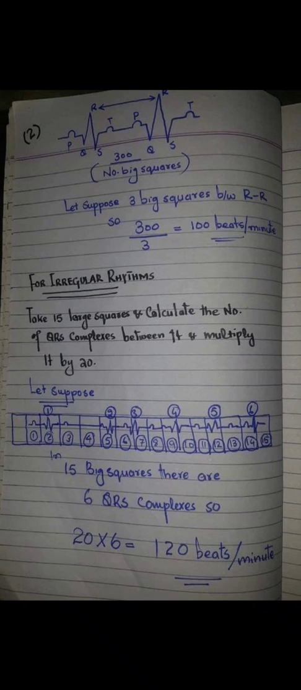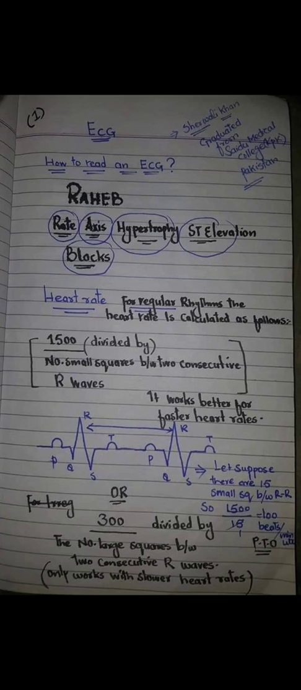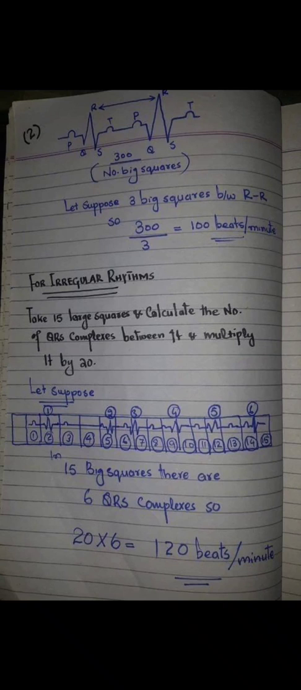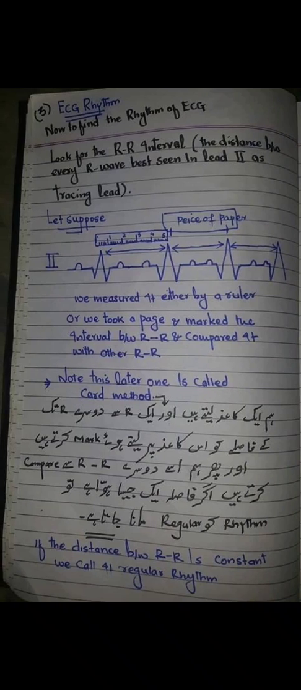So this is the way for regular rhythm. For regular rhythm we measure the distance between R waves and count big squares or small squares. For small squares we divide 1500 by the small squares, and for big squares we divide 300 by the big squares. For irregular rhythm we take 15 big squares and count R waves in these, and then multiply by 20, so the heart rate comes out as 120 beats per minute in this case.